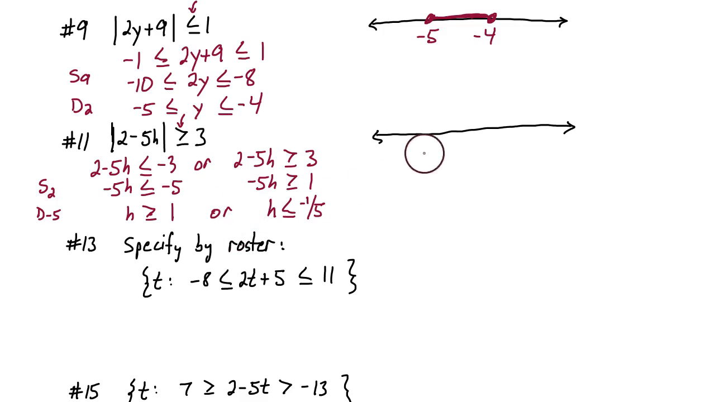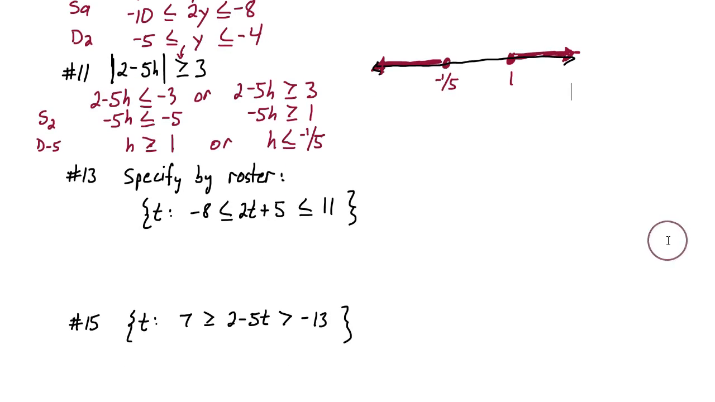We can graph this. Here's negative 1/5. To the right of that is where positive 1 is. What kind of dots are they? They're both colored in dots. Where's the shading go? We want to be greater than the 1, so you shade to the right of the 1. We want to be less than the negative 1/5, so you shade to the left of that fraction.